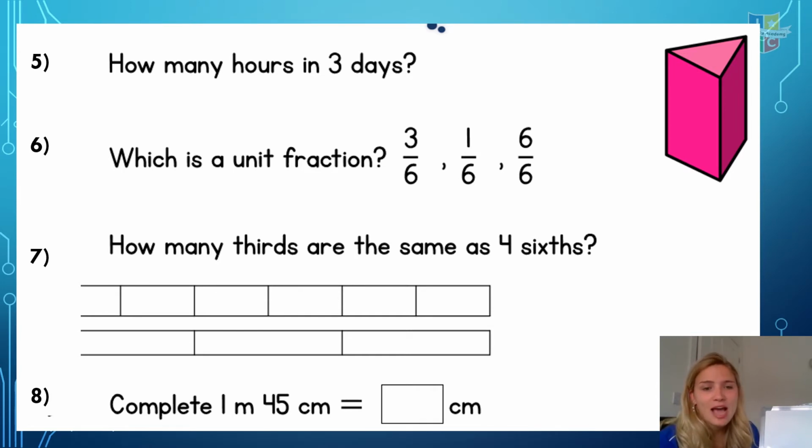And then number 7, how many thirds are the same as 4/6? So you could either use this to draw it, to see it, or you could do it as an equivalent fraction. And then finally, how many centimetres are there in 1 metre and 45 centimetres? Once you've done that, press play and we'll have a look to see how you've got on.